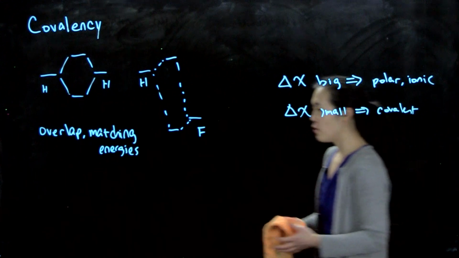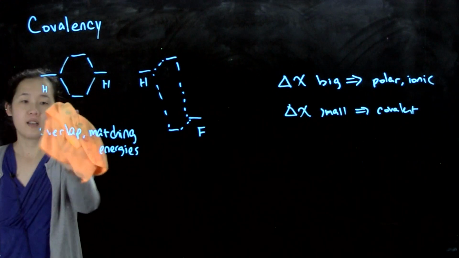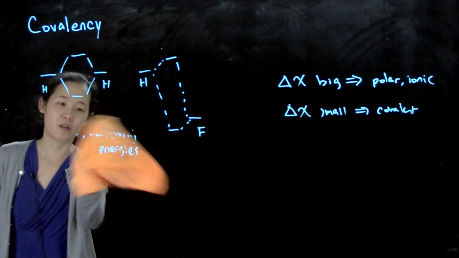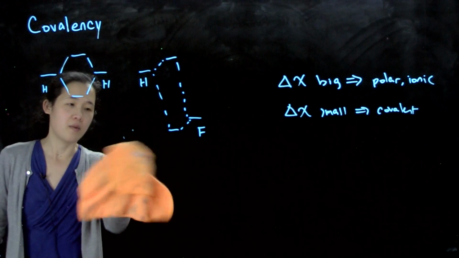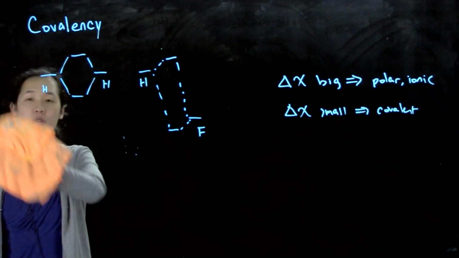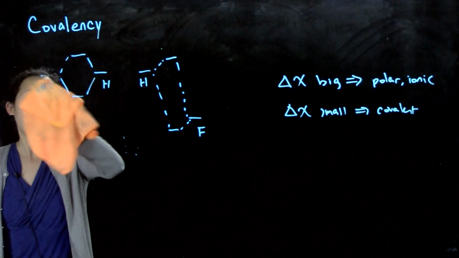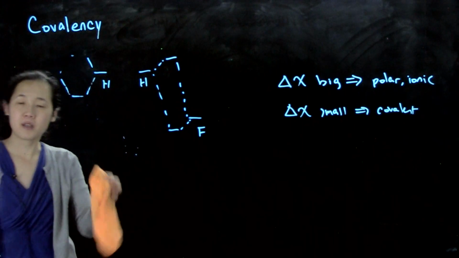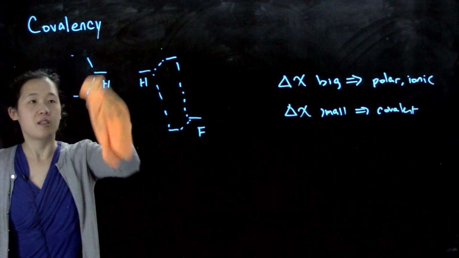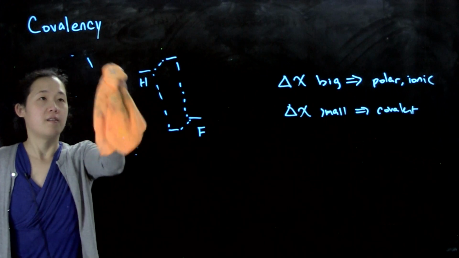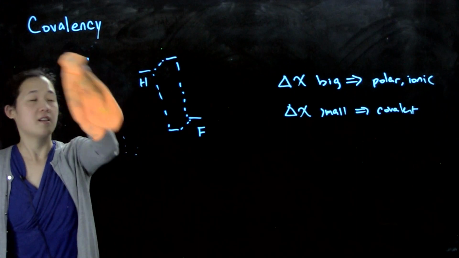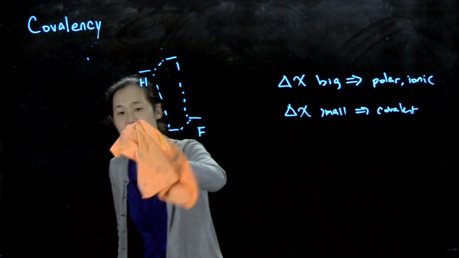But I wanted to talk about one more aspect that you can think about for what makes a bond covalent in a more polar molecule, where we do have differences in electronegativity. How do we compare covalency between two different types of heterodiatomics that already have different electronegativities?